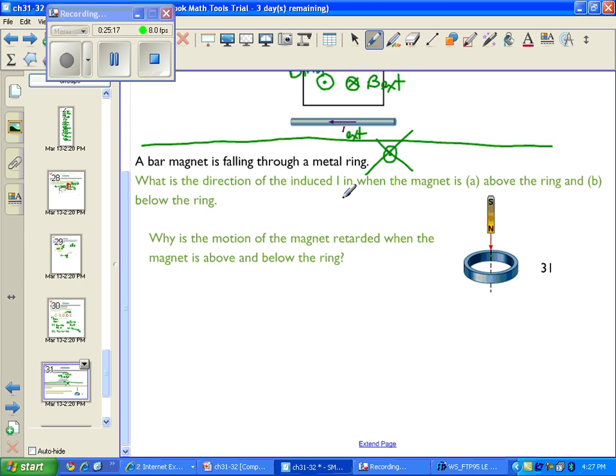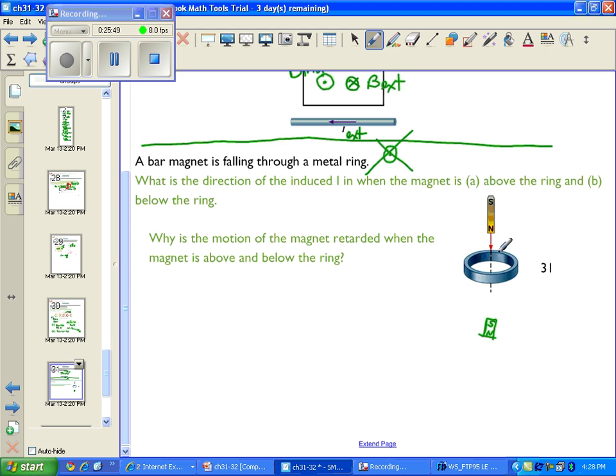Okay, the next part here, which has nothing to do with the top part, says we have a conducting ring, and the magnet is falling through it. What is the direction of the induced magnetic field through the ring, as well as the induced current, in the case where the magnet is above the ring, and in the case where it has fallen through and the magnet has moved below the ring? So let's go ahead and just put the magnet when it's below the ring.